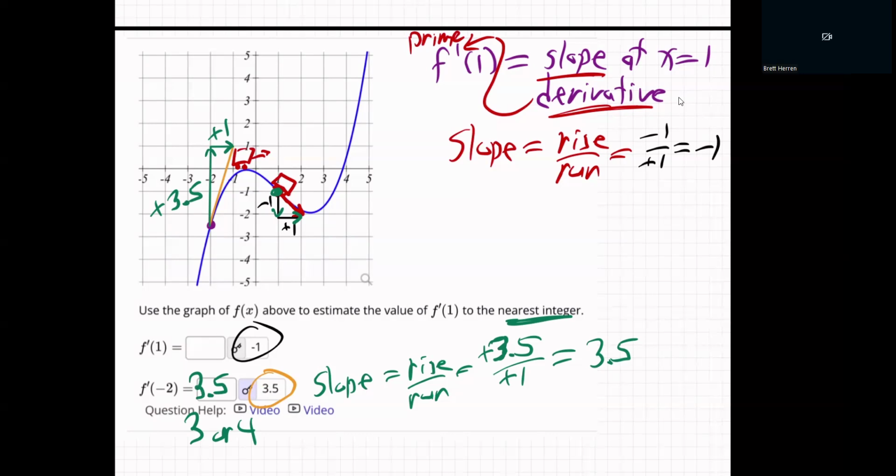If you're riding on a roller coaster and you're right here on the roller coaster, you're headed off in this direction at a very steep angle. You're going up 3.5 for every 1 unit over. Very steep. You're right here. You're going down 1 over 1. That's the slope at a couple of points. And so there we go.